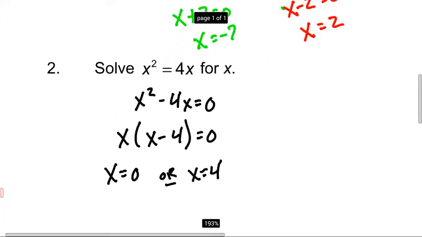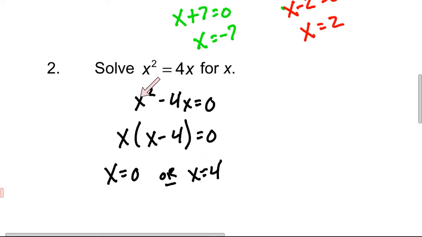Number 2 here. Remember we've got a quadratic, so the first thing I'm thinking is I'm going to try to get this thing set equal to 0. Which side do we want to bring the x's to? Let's bring them all to the left, because I want the x squared term to have a positive 1 coefficient. So we subtract 4x from both sides. Now we're equal to 0.